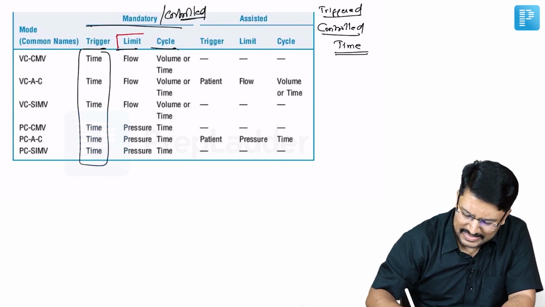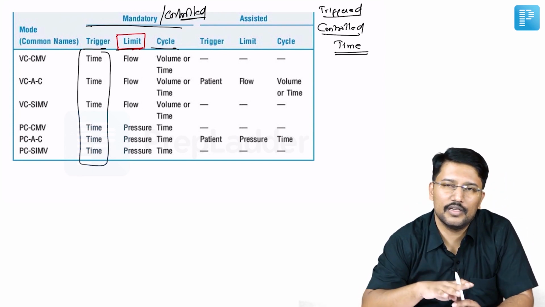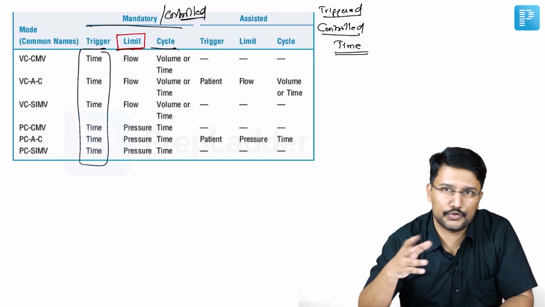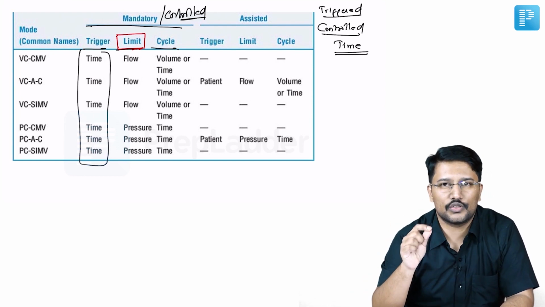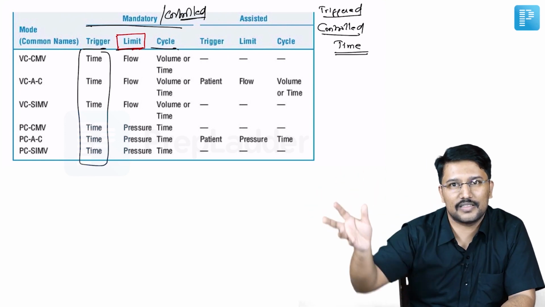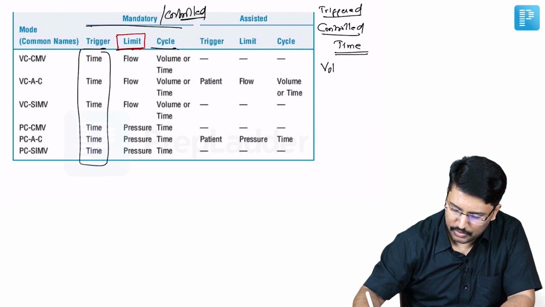The second thing we should talk about is limit. What limit have we set for the ventilator? Depending on what mode or phase we have chosen, pressure controlled or volume controlled, something is limited so that the end result is achieved. For example, if we are talking about volume controlled mode, then flow is a limit.